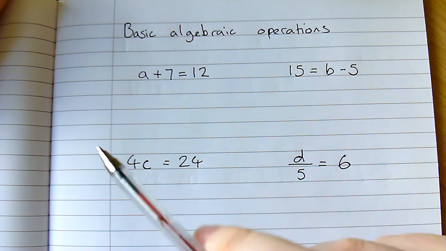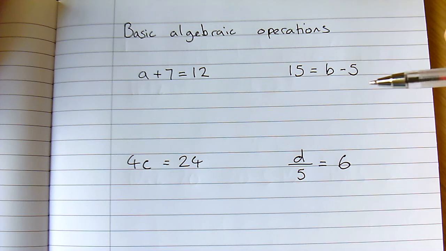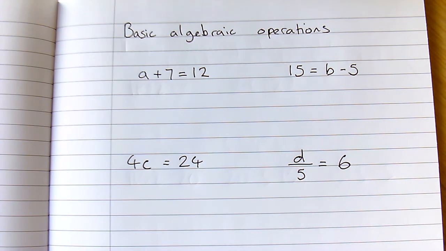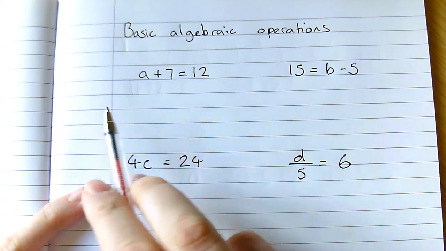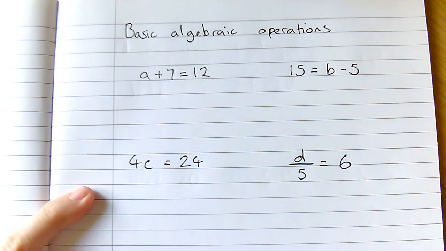The first one is a plus 7 equals 12. Another way of saying this is I'm thinking of a number, I add 7 and I get 12, because my number would be the letter I'm trying to find. So here I have added 7 to the problem. To get rid of this, just like I would with a number problem, I would subtract the 7.